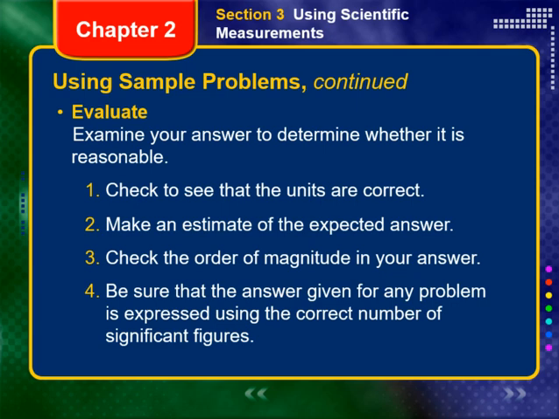3. Check the order of magnitude in your answer. Does it seem reasonable compared to the values given in the problem? If you calculated the density of vegetable oil and got the value of 54.9 grams per milliliter, you would know that something is wrong. Oil floats on water, therefore its density is less than water, so the value obtained should be less than 1.0 grams per milliliter. 4. Be sure that the answer given for any problem is expressed using the correct number of significant figures.